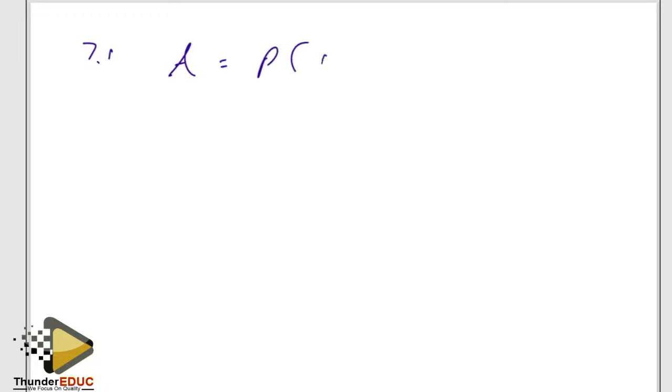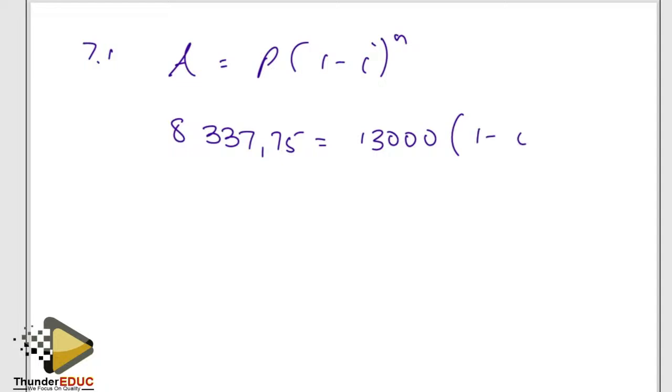A is P, 1 minus i to the exponent of n. This is 8337.75 is equal to 13,000 into 1 minus i, that I don't know, to the exponent of 6. So step number 1, I'm going to divide both sides by the 13,000 and then find the 6th root. Okay, how do you get the 6th root? You must press your calculator, the second function or the shift, and then the square root button. You should be able to get those aspects.